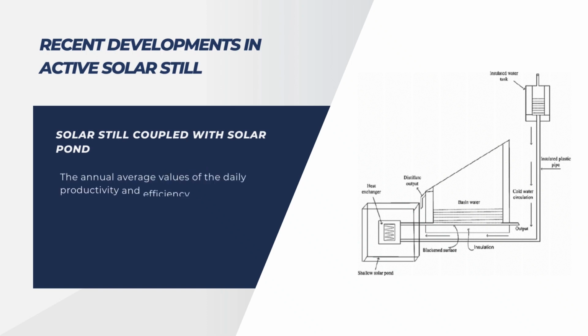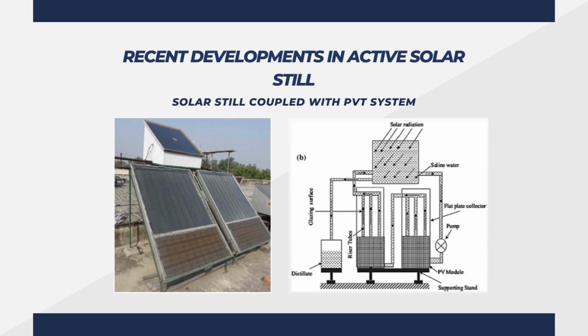Solar still coupled with a solar pond. The solar pond is heating the water, and that water is used in the solar basin. Then the solar still coupled with a PVT system. As you can see in the figure, there is a flat plate water collector which is heating the water. Later on, that water goes to the solar still, which is kept over the flat plate collector, by using a pump. That pump is run by the photovoltaic cells, which are mounted on the bottom side of the flat plate collector.